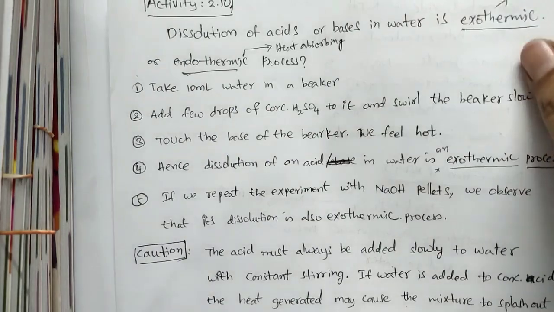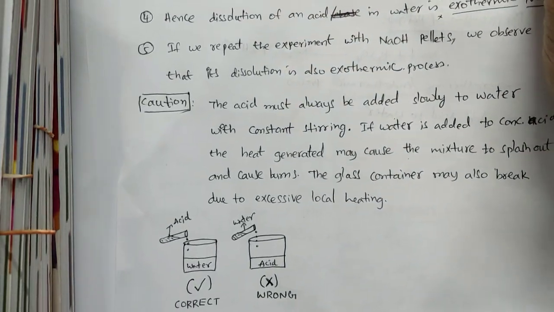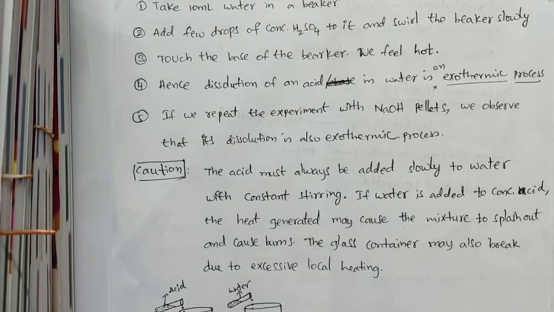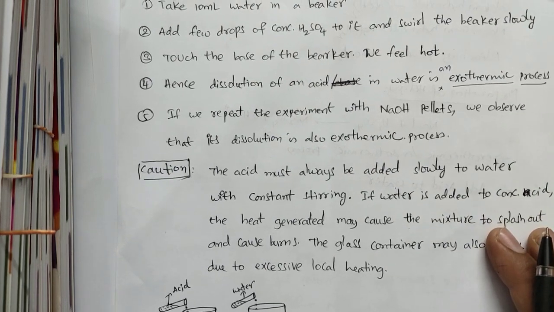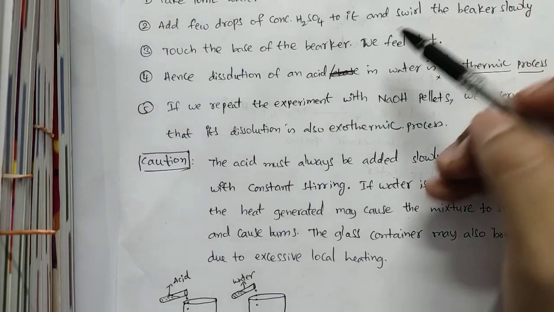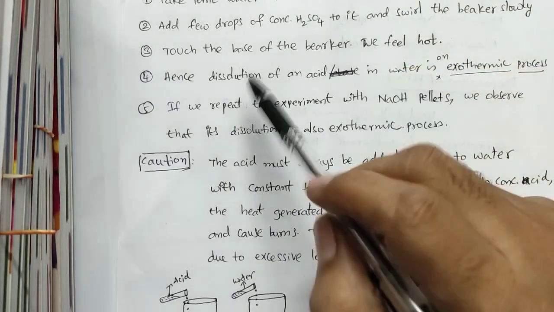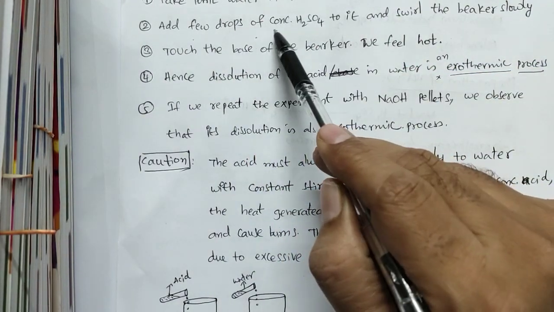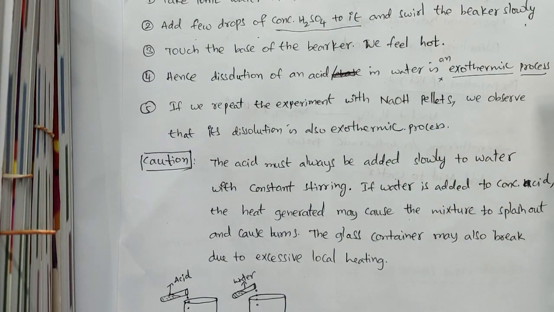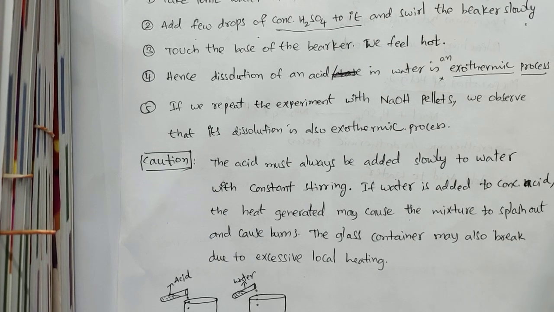For this, a simple experiment is conducted. I have taken a beaker filled with 10 ml of water, and to this a few drops of concentrated H2SO4 are added slowly, and swirl the beaker slowly, right? Make sure, as we have discussed, you are allowed to add acid to water, not the reverse addition. You are not supposed to add water to acid, right?